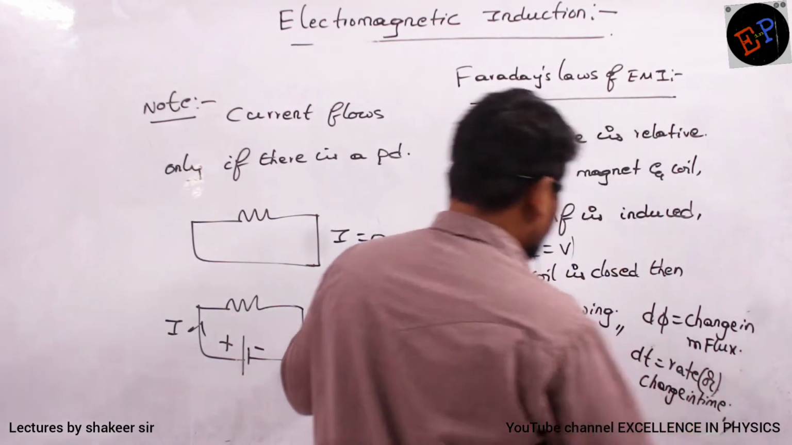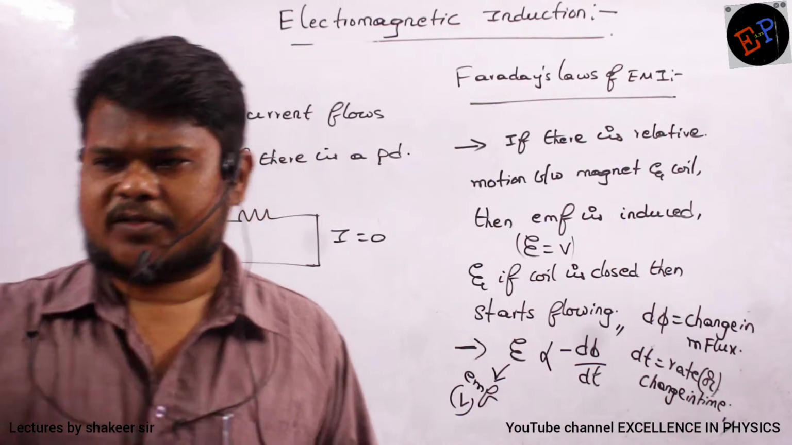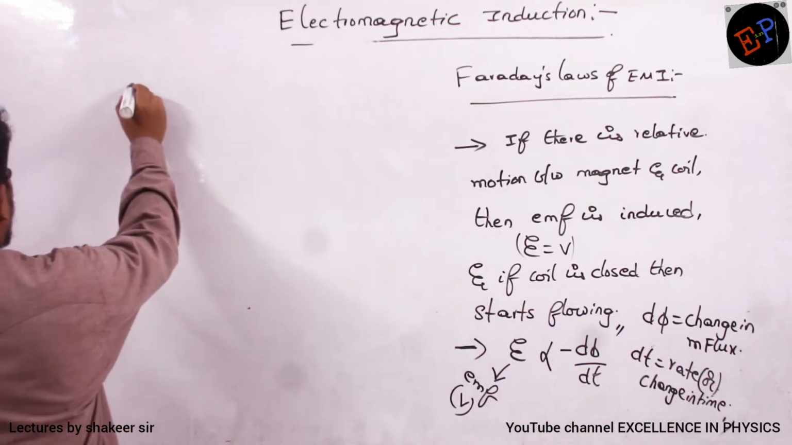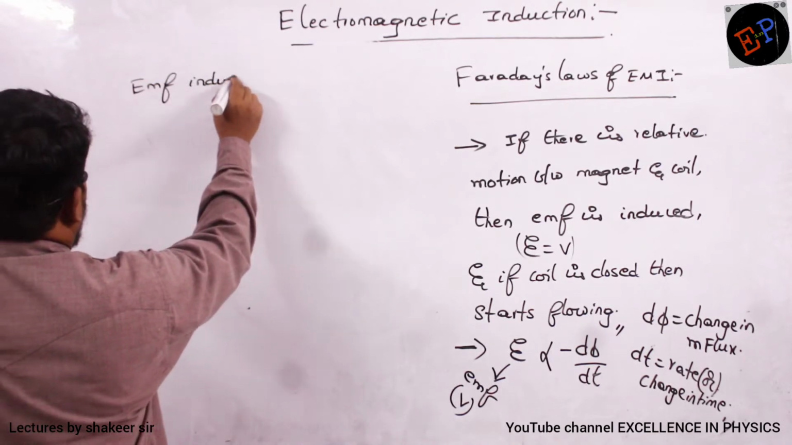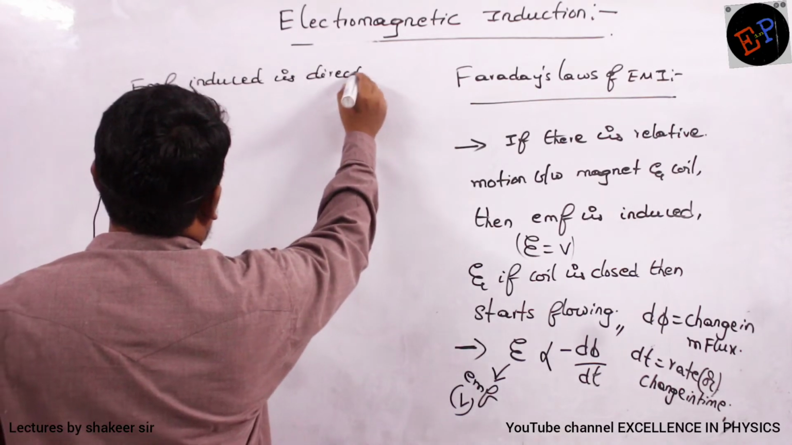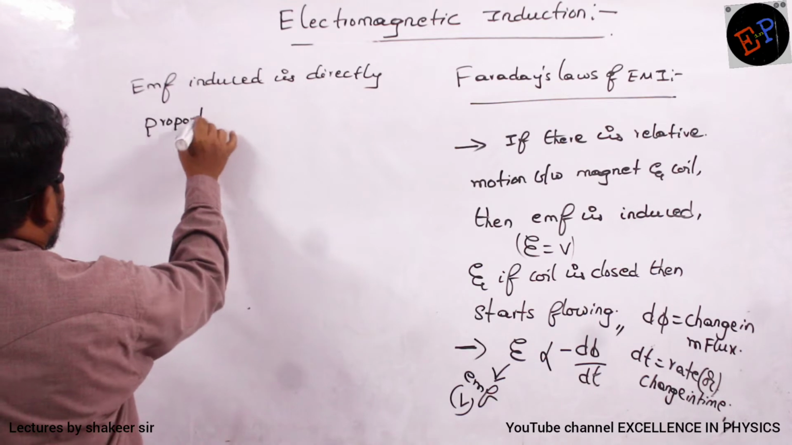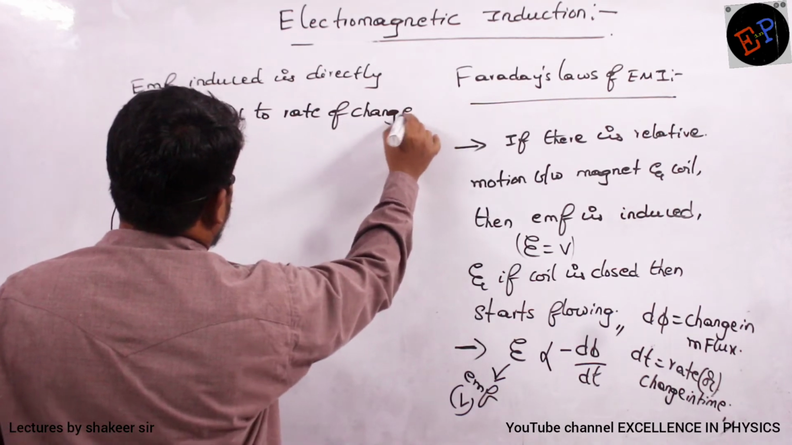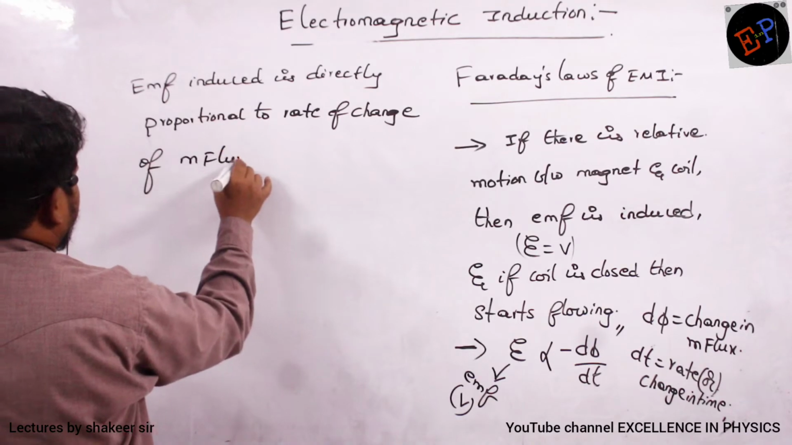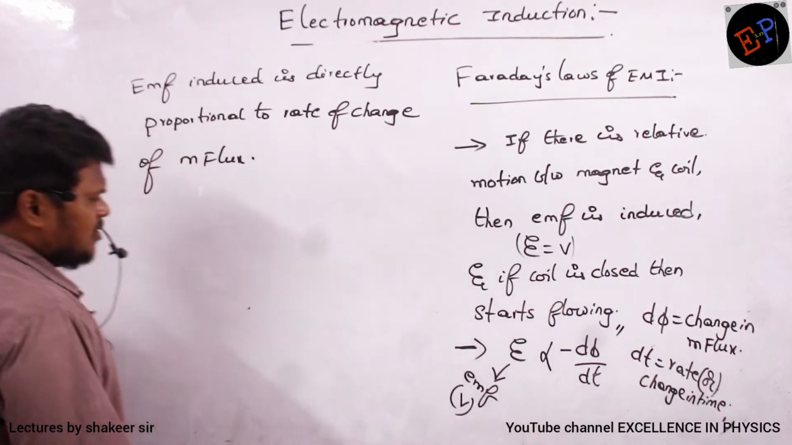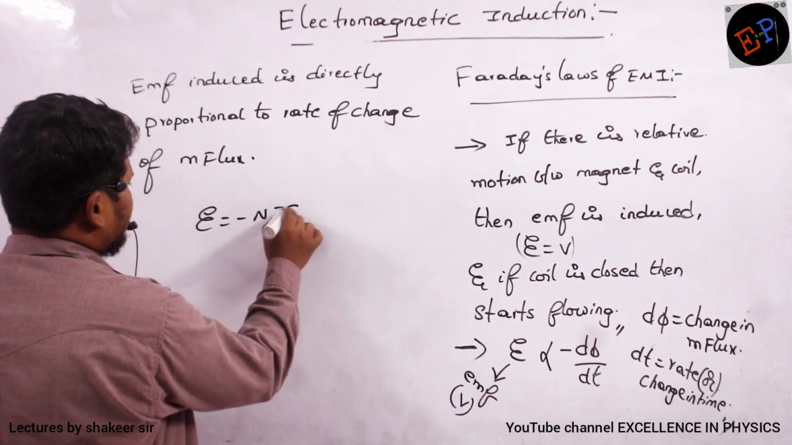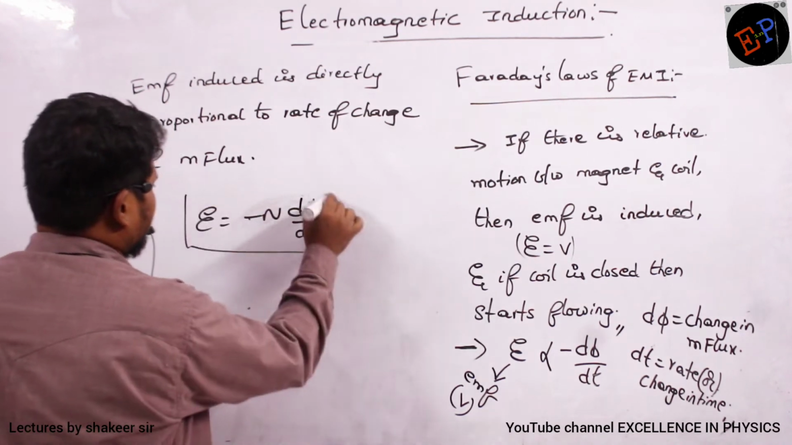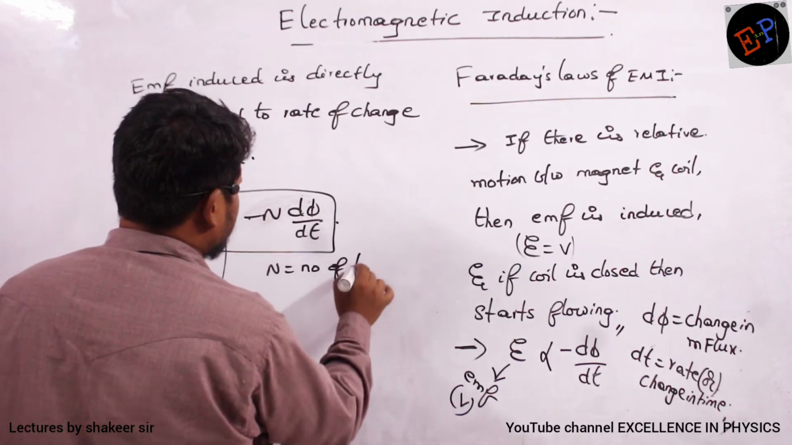Okay? So therefore, EMF induced is directly proportional to rate of change of flux. So write the statement also. EMF induced is directly proportional to rate of change of flux. Which flux? Magnetic flux. Okay? And I can remove this proportionality symbol also and place 1 as a constant. So E is equal to minus n dΦ divided by dt. I can write like this also, where n is called the number of turns present in the coil.